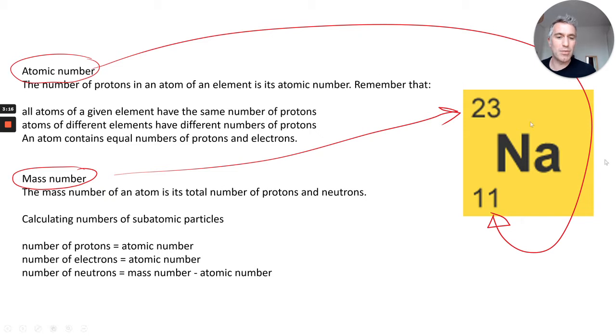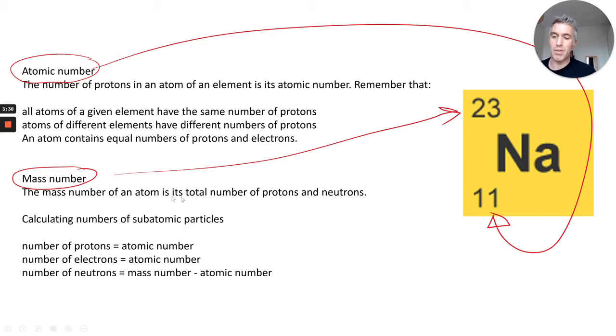So if it has 11 protons, for example, it's sodium. If it has 3 protons, it's lithium. If it has 1 proton, it's hydrogen. The proton basically tells you what the element is. Different elements have different number of protons, and every atom should have the same number of protons as the number of electrons.